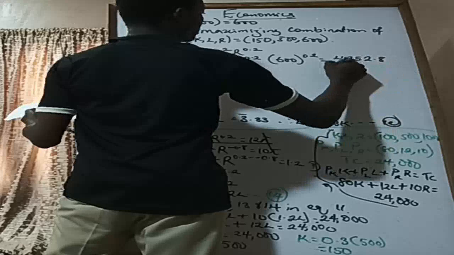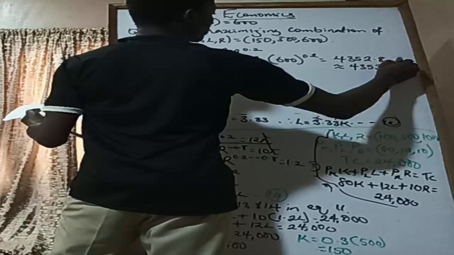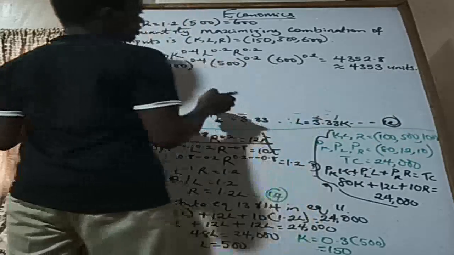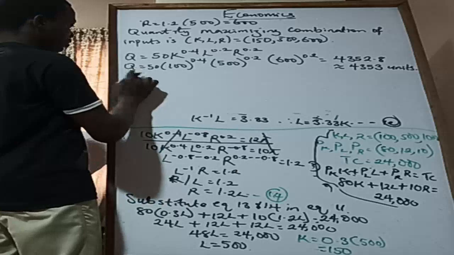4352.8, so approximately 4353 units. Okay, so that's what the business would have produced. But now the output maximizing.